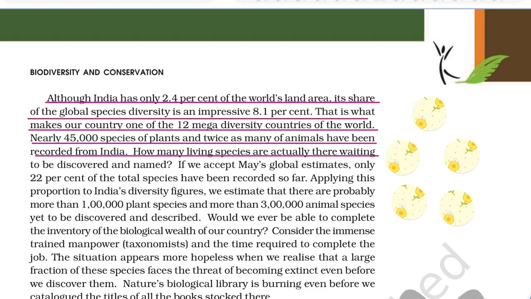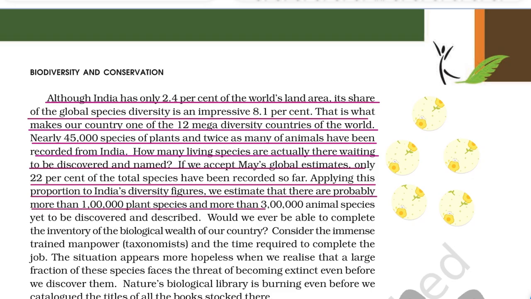How many living species are actually there waiting to be discovered and named? If we accept May's global estimates, only 22% of the total species have been recorded so far. Applying this proportion to India's diversity figure, we estimate that there are probably more than 1 lakh plant species and more than 3 lakh animal species yet to be discovered and described.